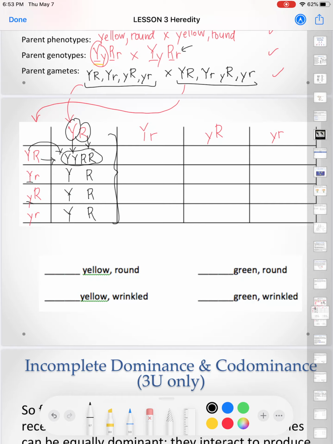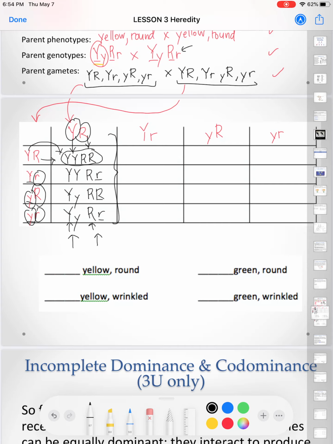Okay, so now I'm going to take a look at these Y's from the rows, and I'm going to put those in. So there's a dominant Y, and there's a lowercase y, and there's another lowercase y. And my second allele here is going to be this small r, and this big R, and this small r. Okay, so you'll notice I've always written the Y's first and the R's second, and within those combinations, within those pairs, I've always written the dominant one first.